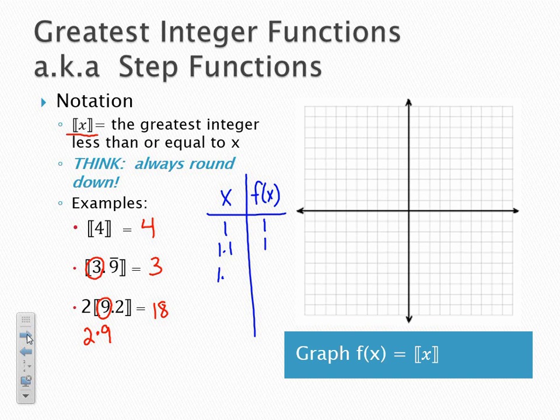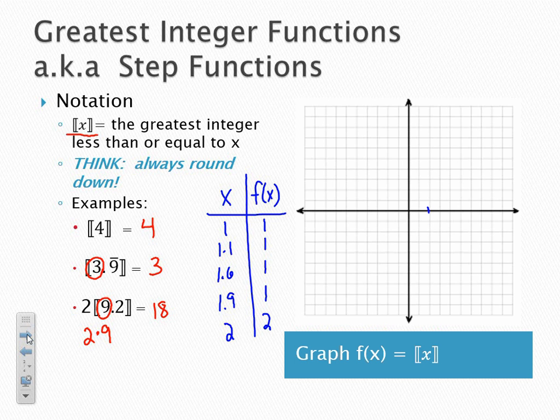Right? How about like 1.6? Well, again, it's 1. 1.9? Well, it's 1. 2? Well, its greatest integer is 2, right? We could follow the same pattern, all right? So we can see here as we begin to evaluate this function, this is where it also gets its name, a step function. So if I were to graph this, just plotting these points, all right?